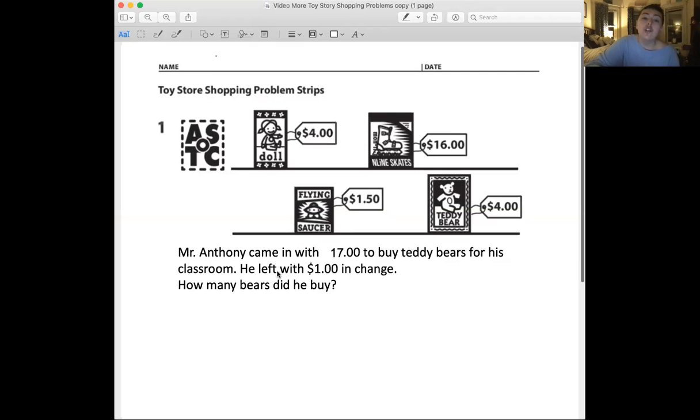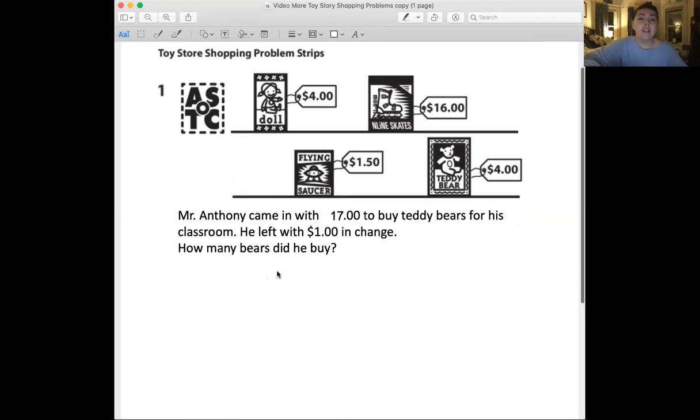Okay, so our first problem right here is Mr. Anthony came in with $17 to buy teddy bears for his classroom. He left with $1 in change. How many bears did he buy? So the first thing I need to know is how much does one bear cost? So this bear costs $4. So now I want to know how many bears he can buy before he goes too high.